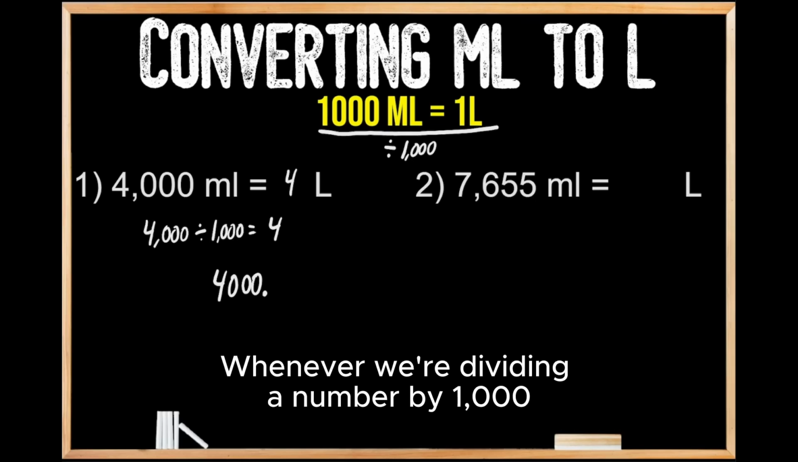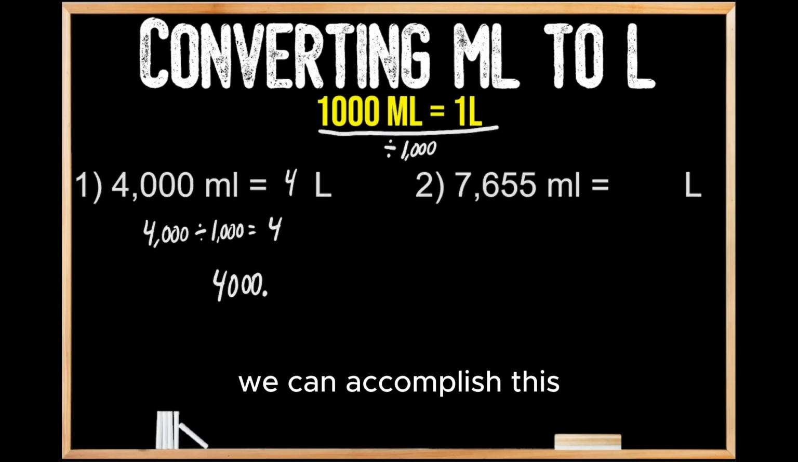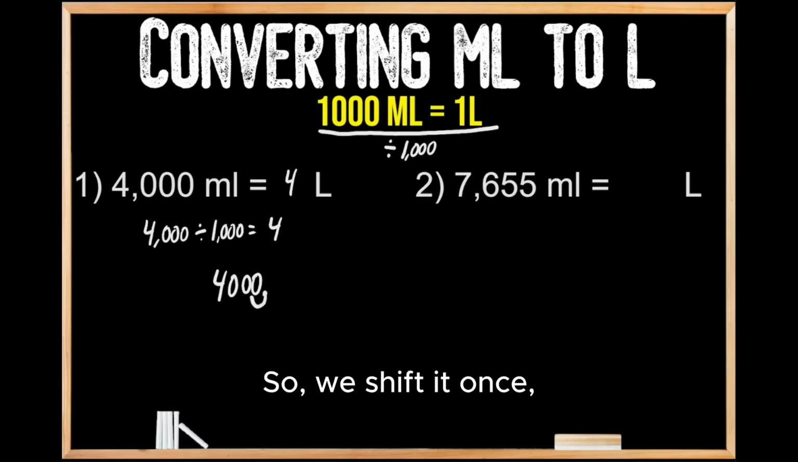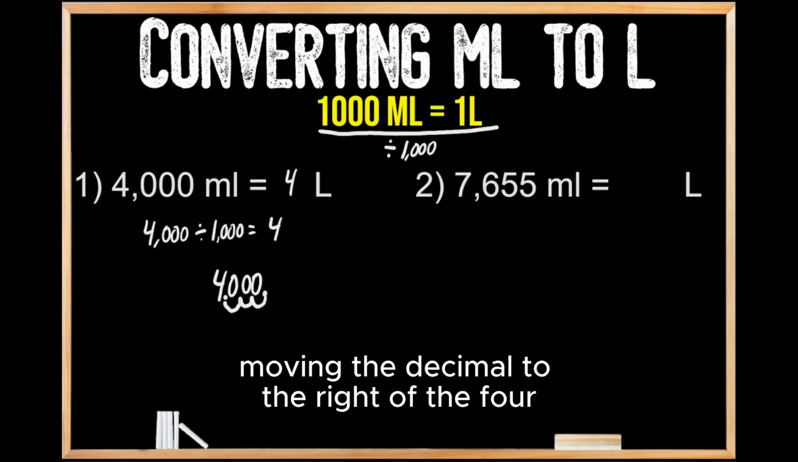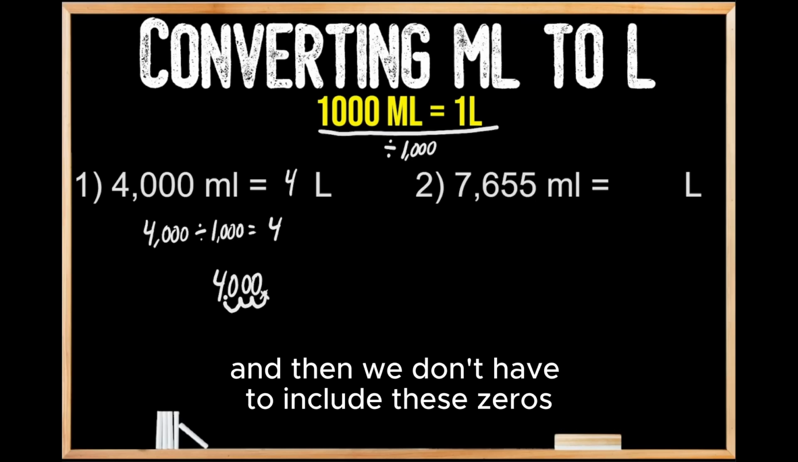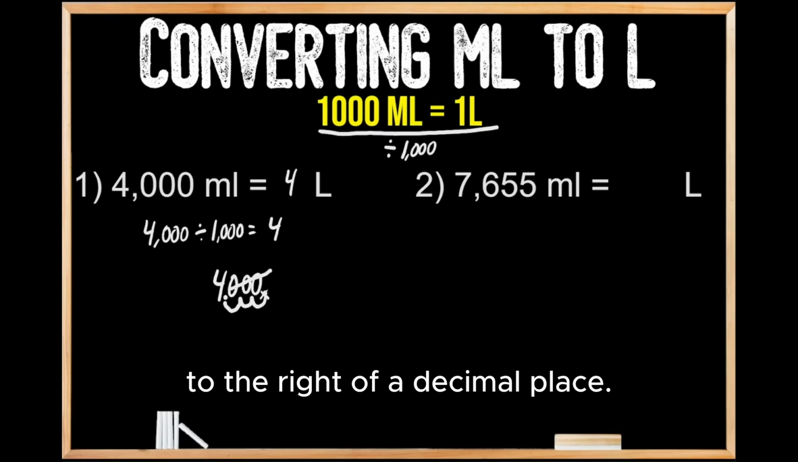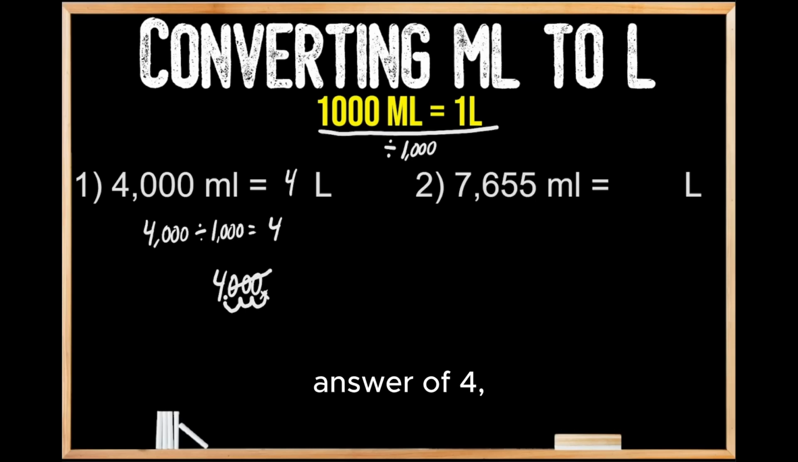Whenever we're dividing a number by 1,000, we can accomplish this by simply shifting the decimal place 3 places to the left. So we shift it once, twice, and 3 times, moving the decimal to the right of the 4. And then we don't have to include these zeros because we don't have to write zeros to the right of a decimal place. So we get the whole number answer of 4, just like we did up top.